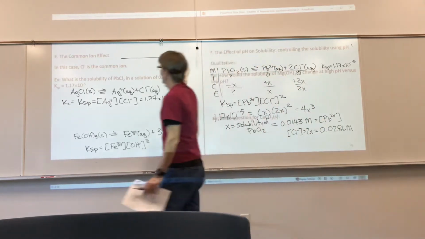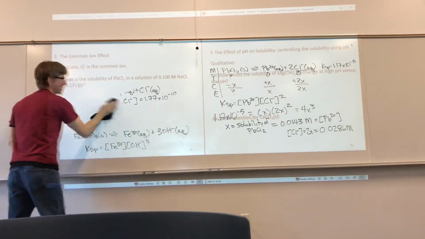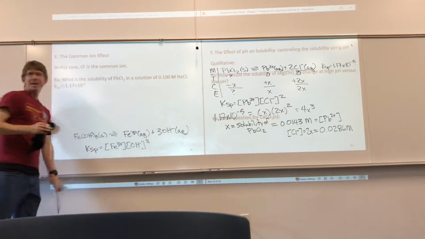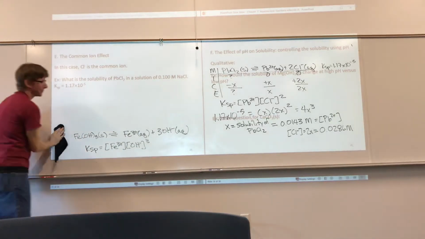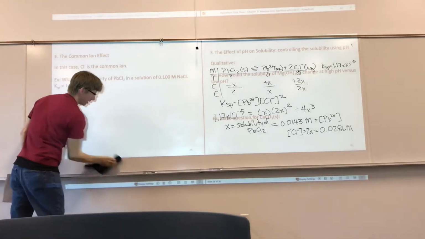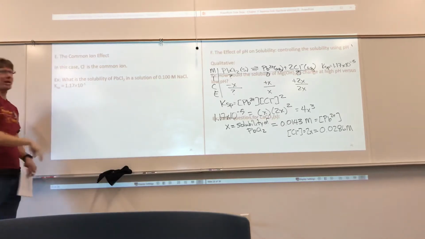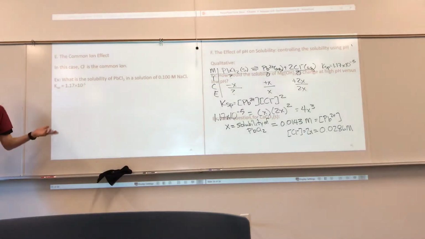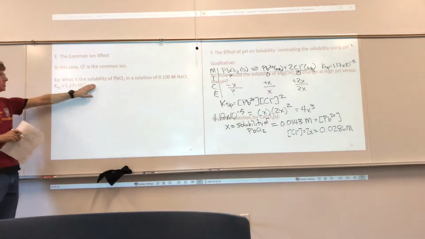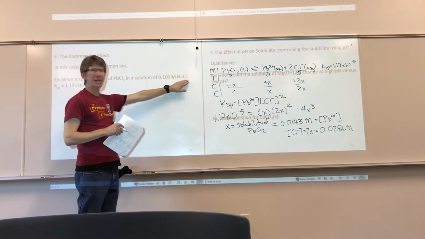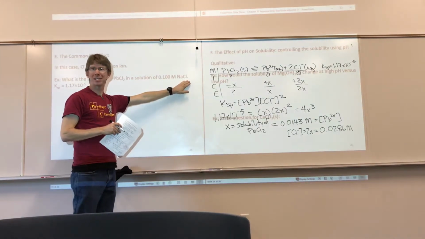Now, chemists, if anything, are control freaks. They say, well, that's the solubility, but I don't want to just know the solubility. I want to control the solubility. The common ion effect is one way to do that. What is the solubility of lead chloride in a solution that already has chloride ions in it?